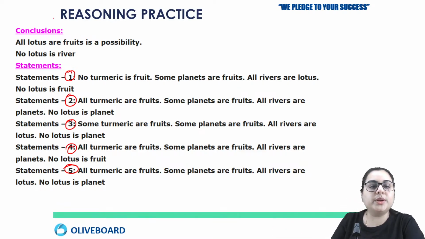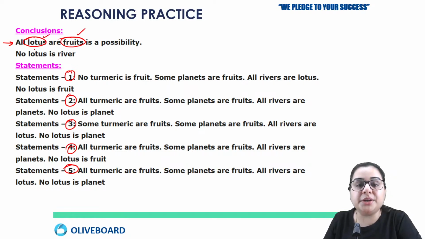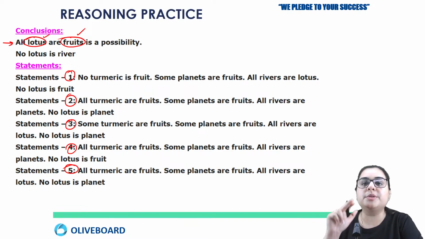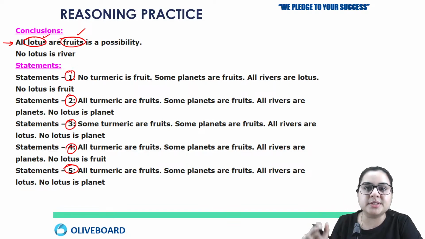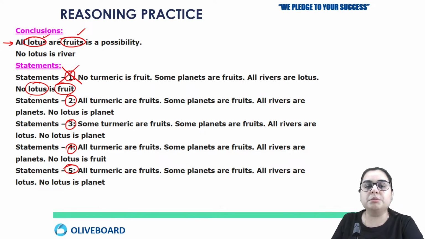So what we are going to see here is, now the first conclusion is about lotus and fruit. So between lotus and fruits, he says that it is a possibility. Now if this is a possibility, that means there should not be a certain statement about lotus and fruit. There should not be a certain positive or certain negative relation between lotus and fruit. So here we have a certain relation between lotus and fruit, that no lotus is a fruit. This is wrong. So first option will be wrong, because from no lotus is a fruit, I cannot conclude that all lotus are fruits is a possibility. I cannot conclude that.